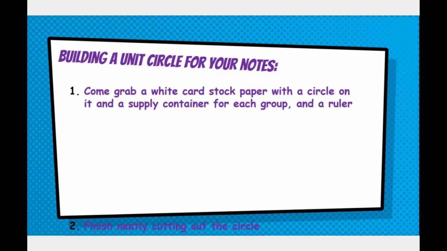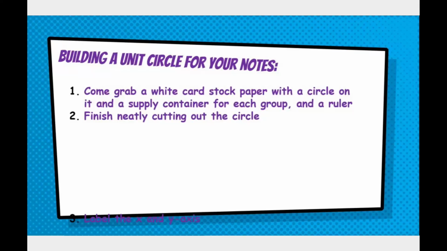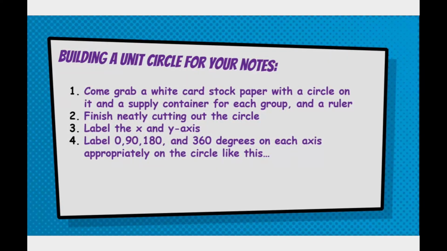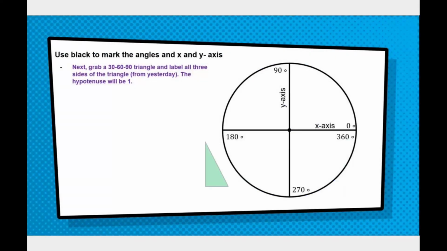So you'll need a sheet of the circle thing that you'll have to cut out, and we're going to build this and glue this into our notes. So you're going to start off by cutting out the circle in the supply container, get a ruler and whatnot, neatly cut out this circle, label the X and Y axis, and label the 0, 90, 180, and 360 degrees on each axis appropriately like this. So you cut out a circle that looks like this.